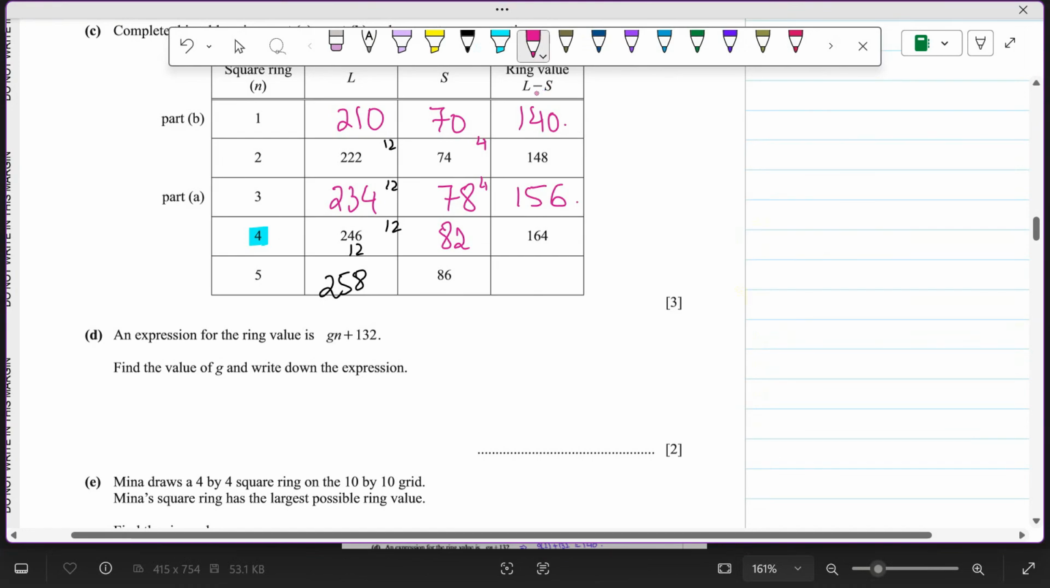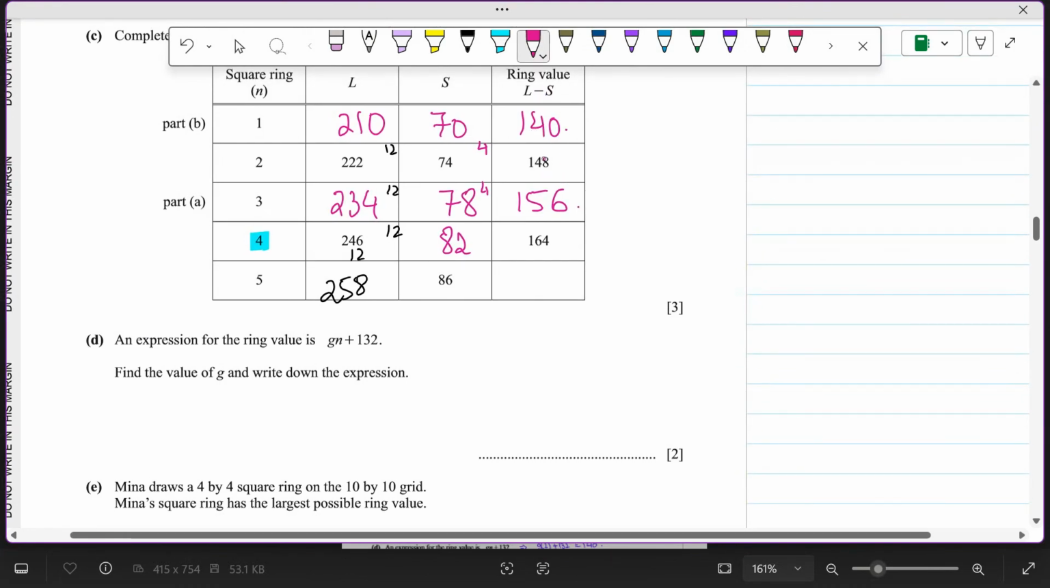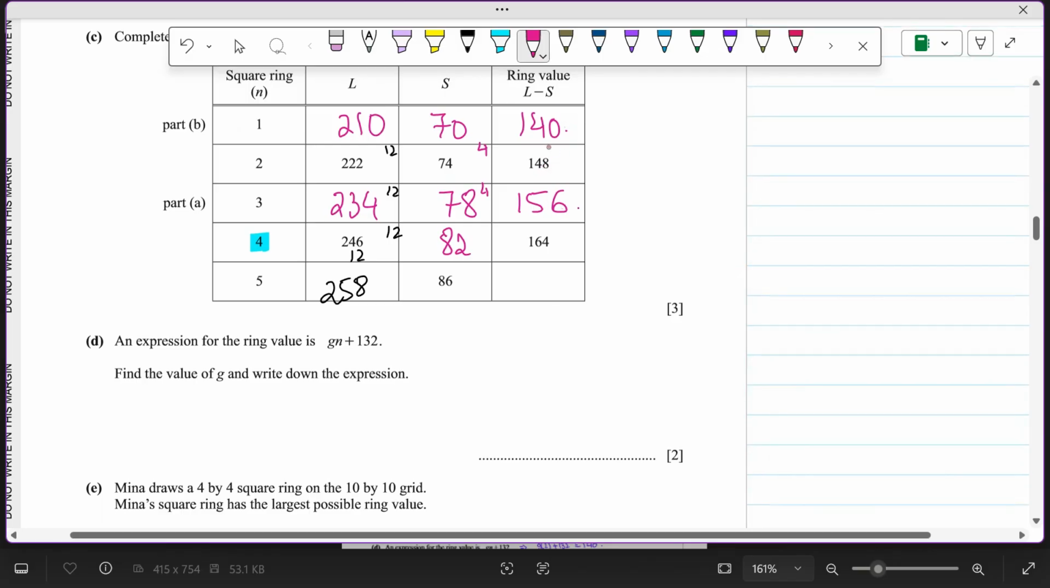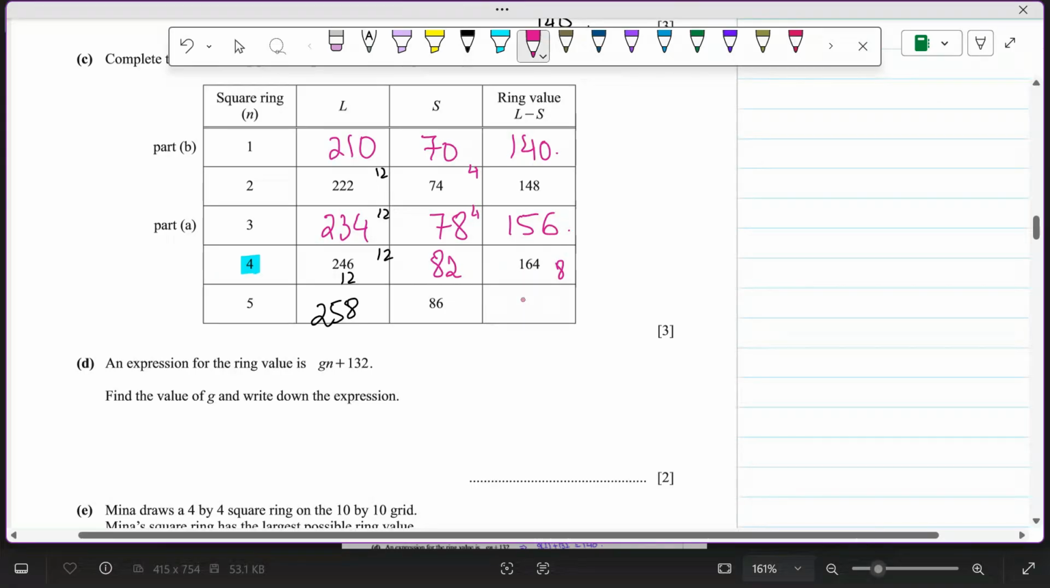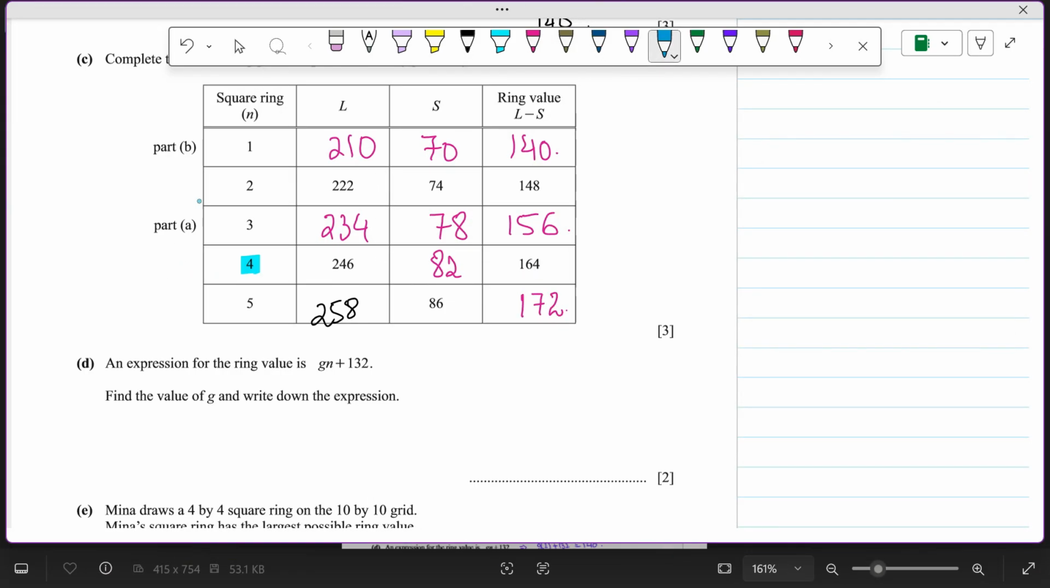Now, the ring value will also have the same pattern. For example, from 140 to 148, then 148 to 156. So there is a difference of 8. So when we add 8 to 164, we get 172. Okay, we have completed the table.